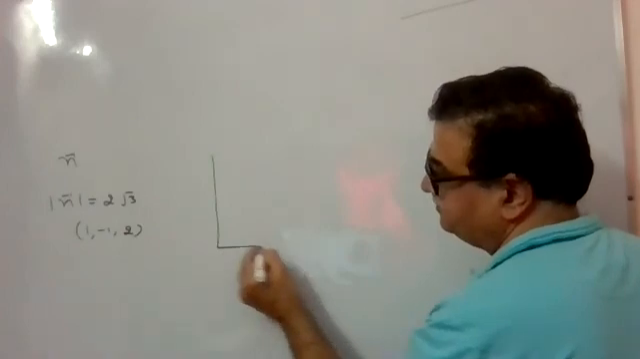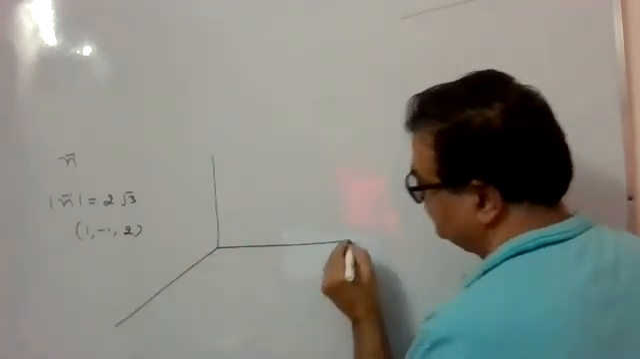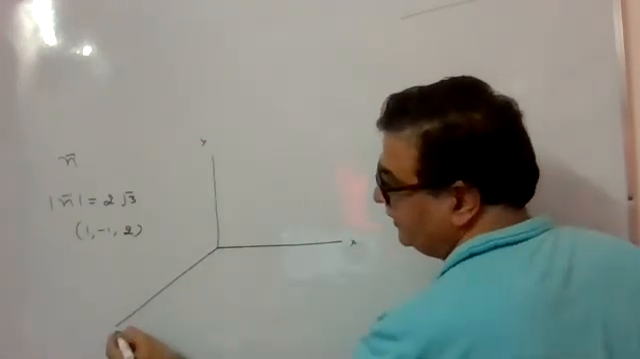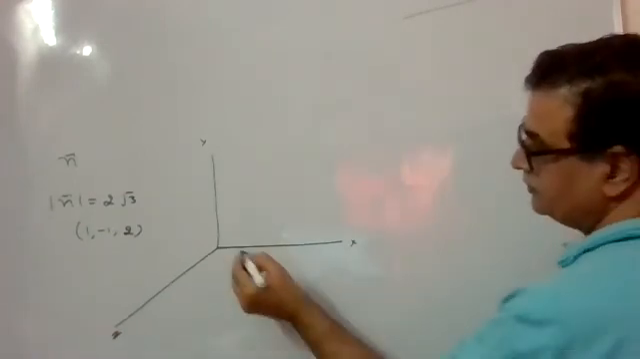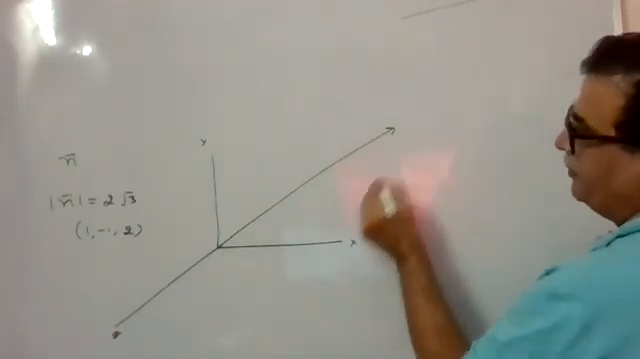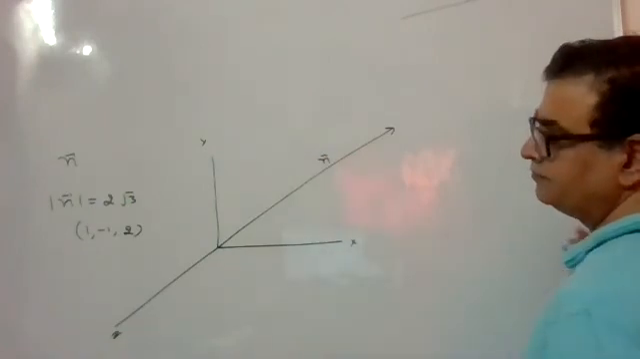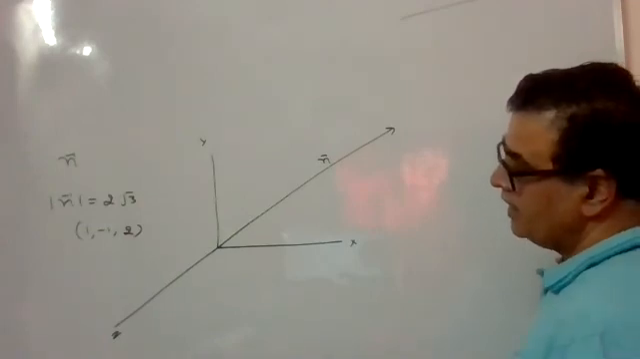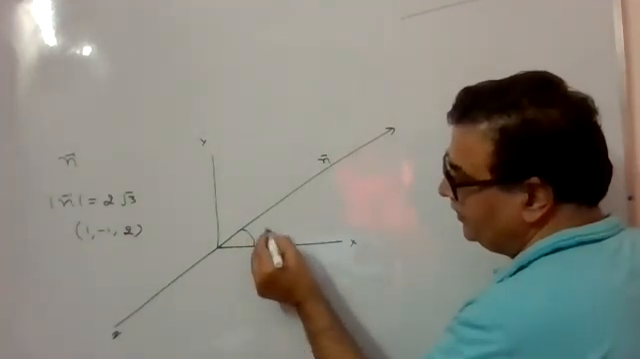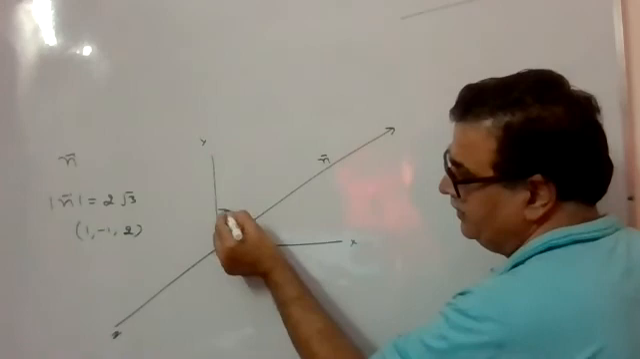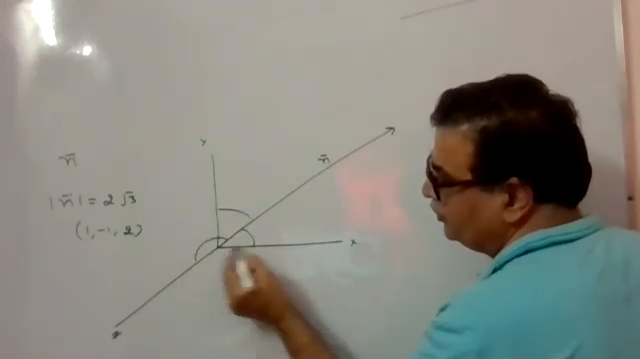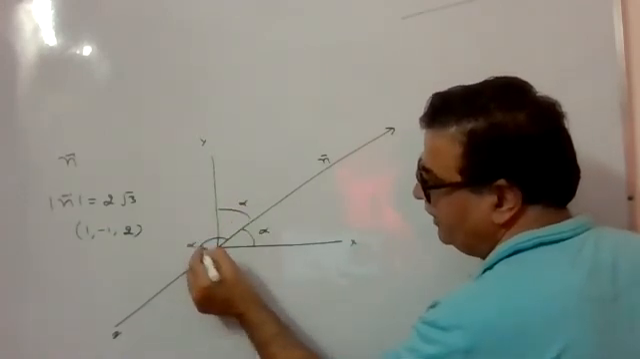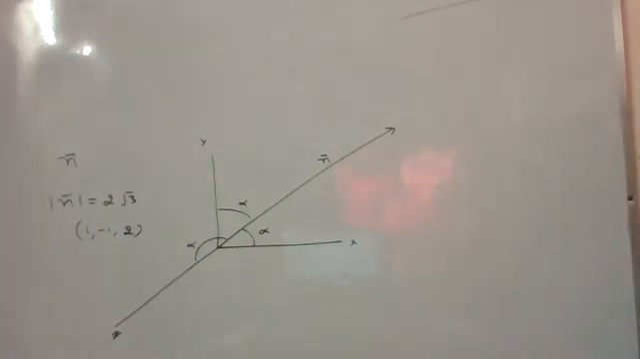Just check here. This is x, y, z. This is our normal vector n. What is the magnitude of this? 2√3. And it is equally inclined with the coordinate axes. This angle and this angle, all three are the same: alpha, alpha, alpha. With the coordinate axes, it is making equal acute angles.